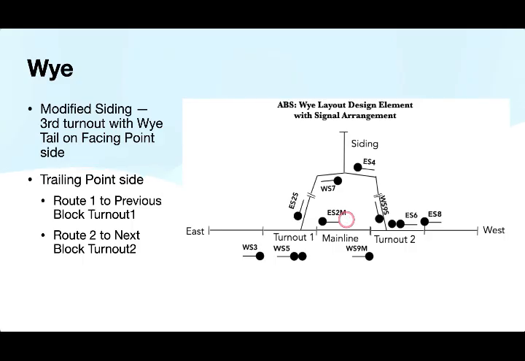A Y. So it's essentially a modified siding. So we've got a turnout 1, mainline turnout 2. And the diverging routes here, you wind up the tail becomes the siding. In this case here, you want the entrance signals to the siding to be essentially the lower head here of your double head signals.